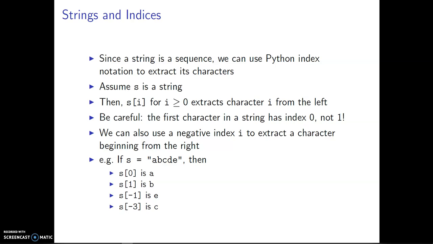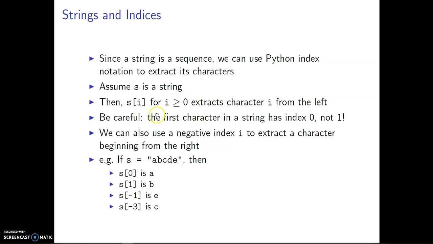We know now that a string is a sequence, and so we can index using Python indexing notation, which is just like indexing notation in R, if that's familiar to you. So S is a string, let's assume. I don't care, we can make it A, B, C, D, E, like below. Then S of i is going to extract the ith character from the string, but we have to be very, very careful because i is greater than or equal to 0 here.